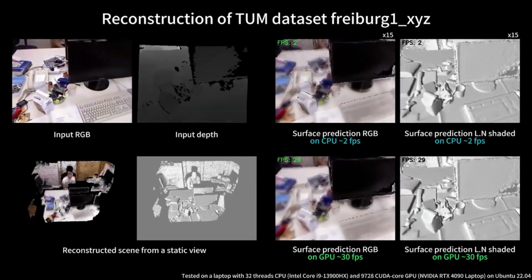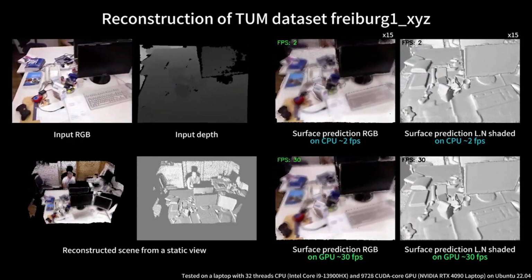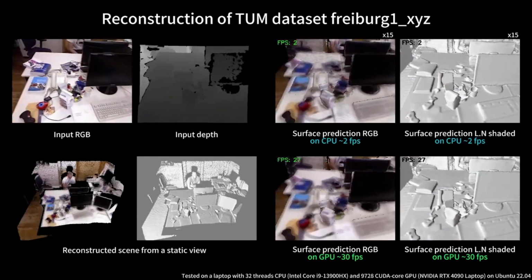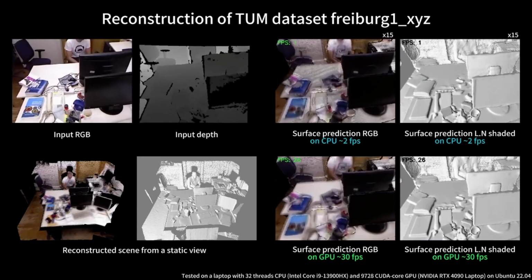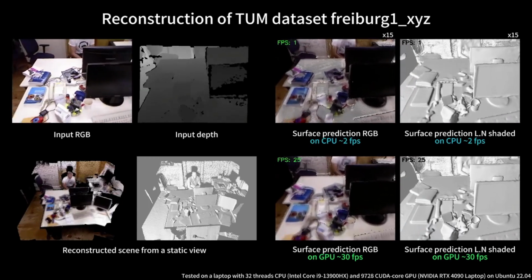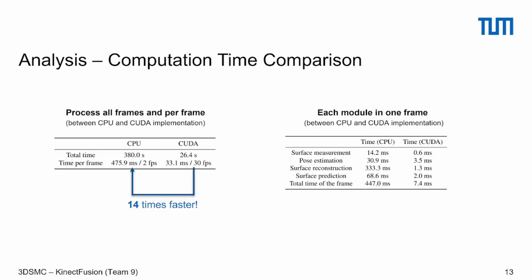We reconstructed the tomb dataset with both a CPU implementation and a CUDA implementation. The reconstruction process can achieve 30 FPS on GPU but only 2 FPS on CPU. We analyzed the computation time between the CPU implementation and the CUDA implementation. We compared the time to process all frames and per frame. The GPU KinectFusion is 14 times faster than the CPU KinectFusion.